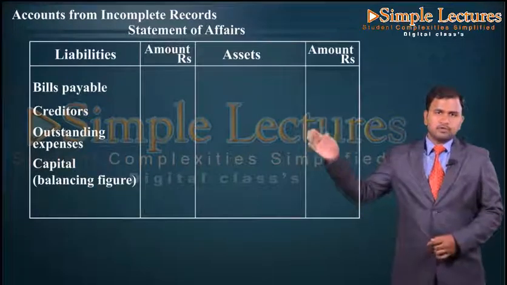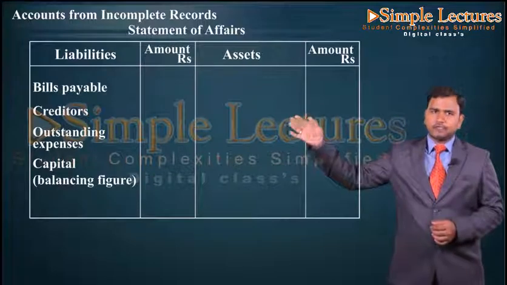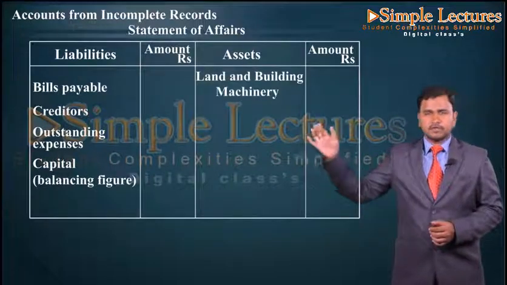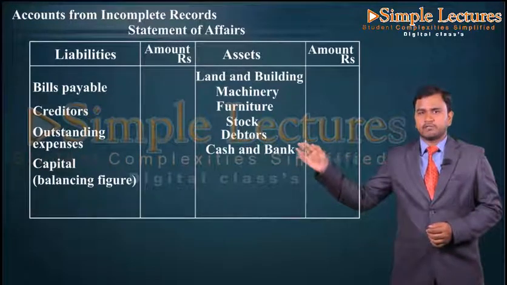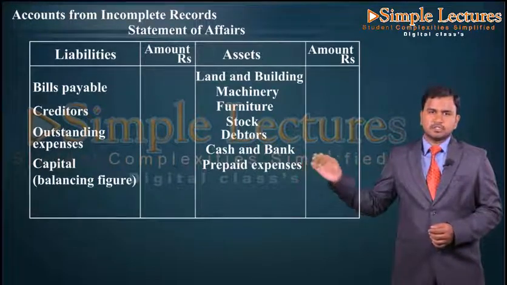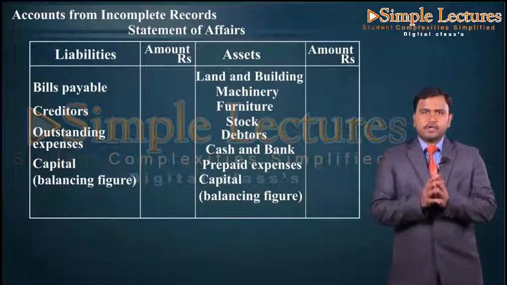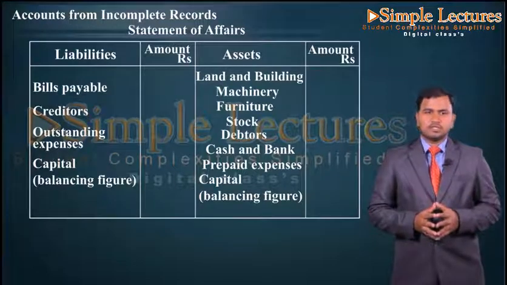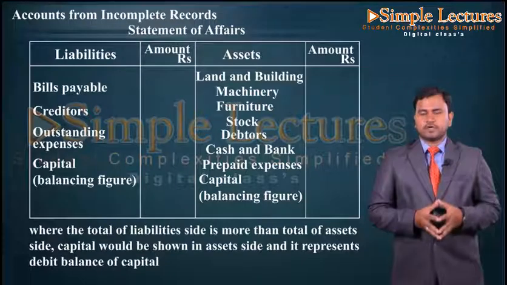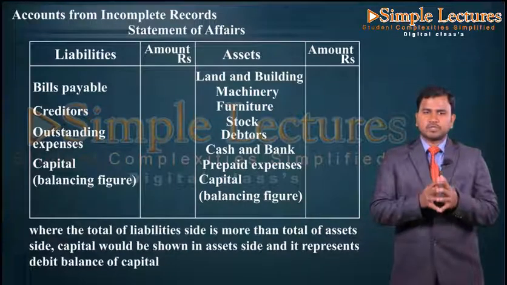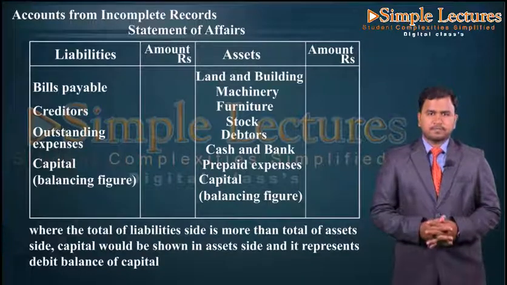And coming to assets, we already know the fixed assets and current assets we will have, like land and building, machinery, furniture, stock, debtors, cash and bank balance, prepaid expenses, and capital, which will be the balancing figure. Where the total of the liability side is more than the total of the asset side, capital will be shown on the asset side and it represents the debit balance of capital.